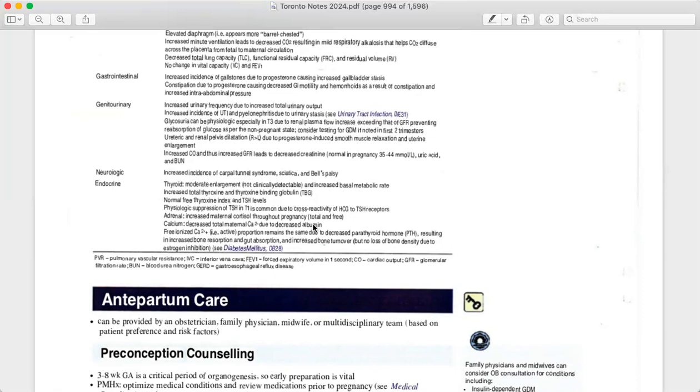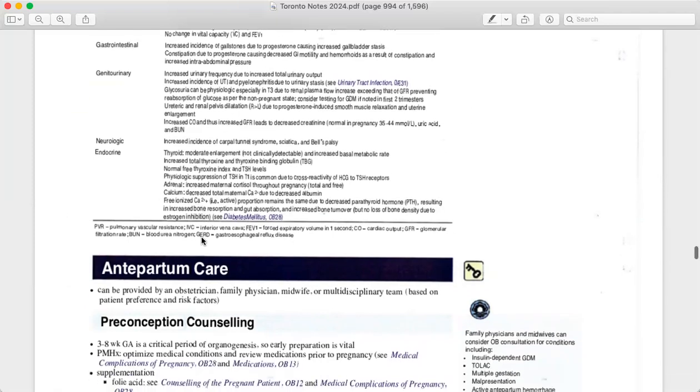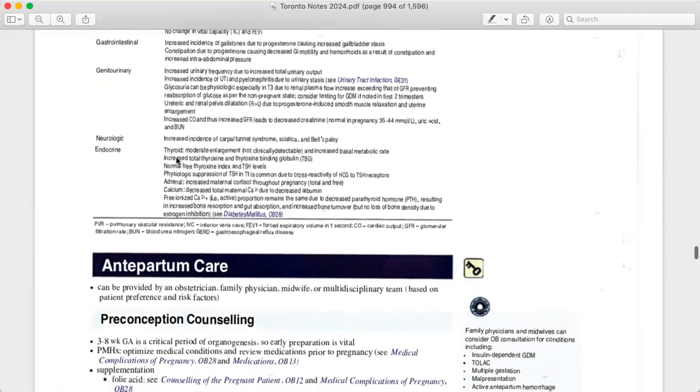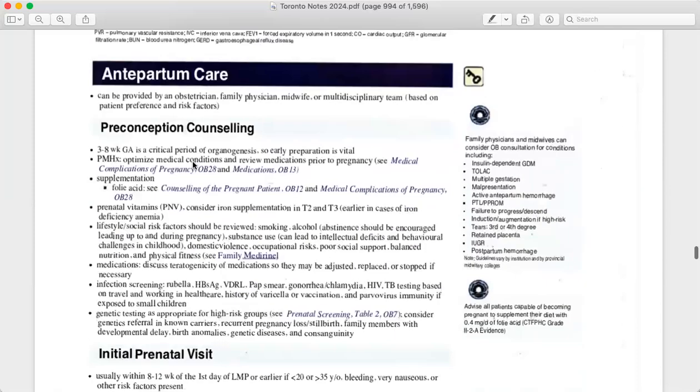So what is this? It's kind of normal, because what happened is moderate enlargement happened. So once the pregnancy resolves, it will come back. Then increased total thyroxine and TBG, normal free thyroxine level. Along with the other one, physiological TSH, and calcium decreases the amount of maternal calcium. So those ones, just give it a read. Thyroxine or thyroid is more important than anything else.